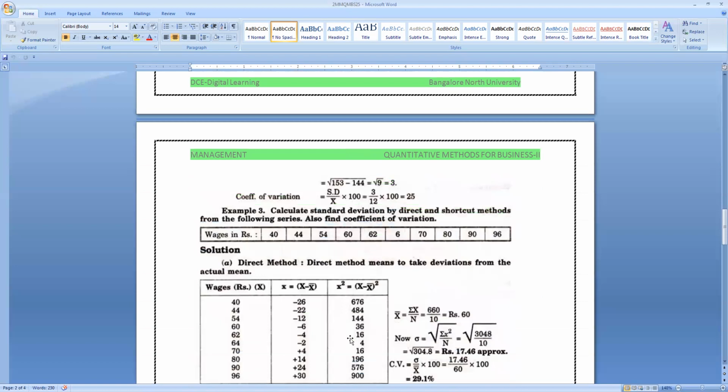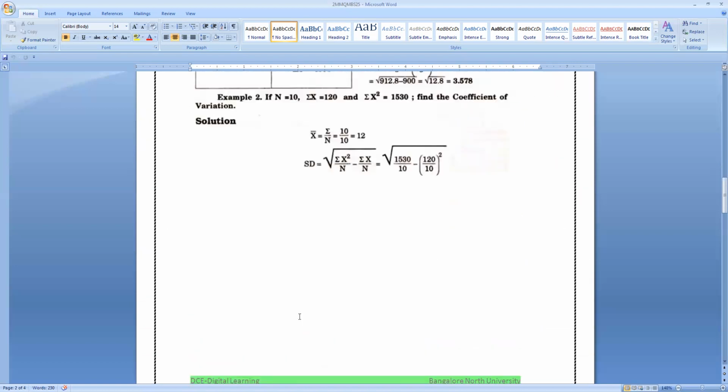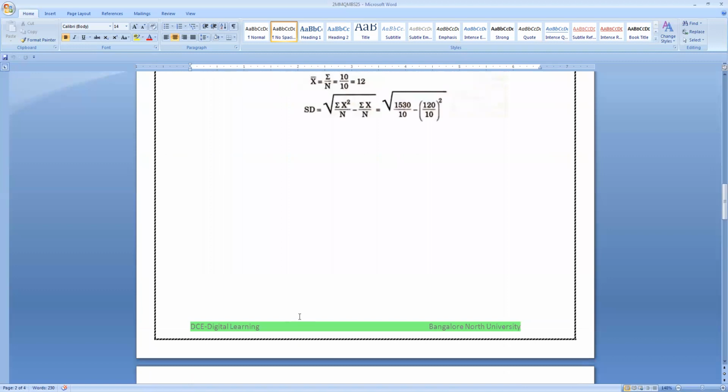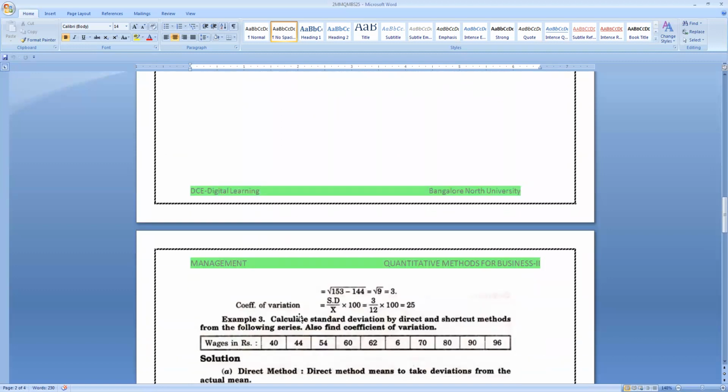So the sigma x square value is already given in the question, 1530 by 10 minus 120 by 10 whole square. Therefore, after dividing sigma x square by n we get 153, minus, after dividing 120 by 10 and then squaring it, the value becomes 144. Now we'll have to find the difference between 153 and 144. It is 9. Then the square root of 9 is 3. This is the absolute measure.